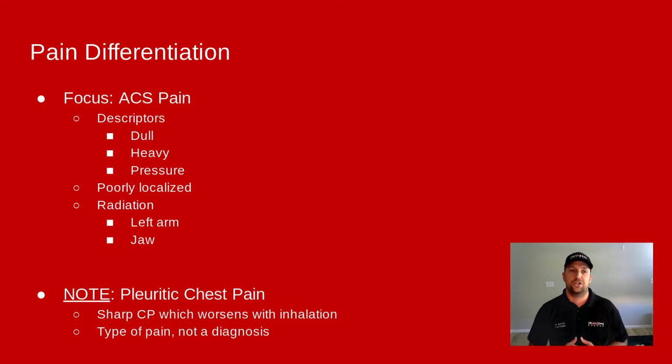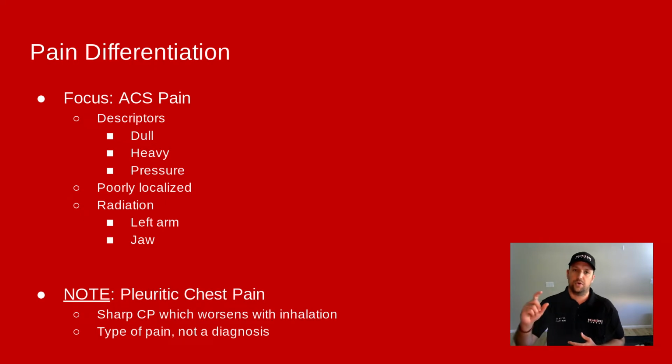For pain differentiation, I really want to focus on the acute coronary syndrome pain. Patients will present with descriptors like dull, heavy, or pressure-like chest pain. They'll be poorly localized, and they'll probably have some radiations, usually to the jaw or the left arm. Now with that, it's not going to change with the way that they position or when they breathe, and they won't be able to point to it. That'll guide you more towards it being ACS versus one of the other ones that we covered.